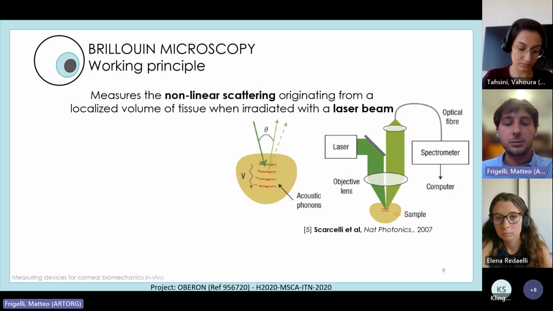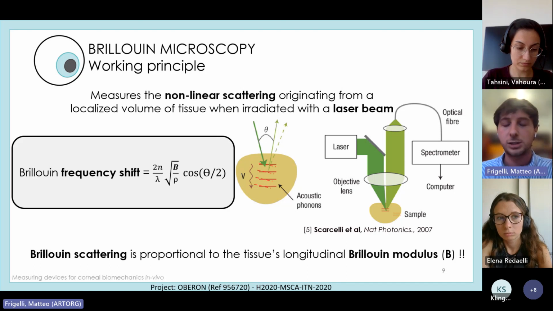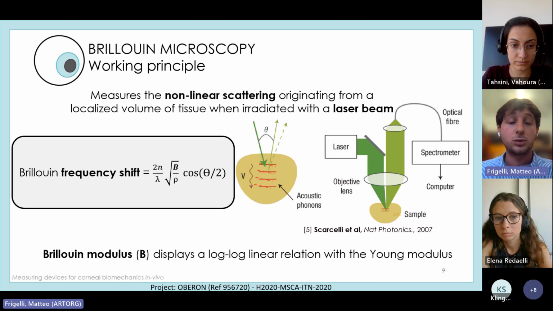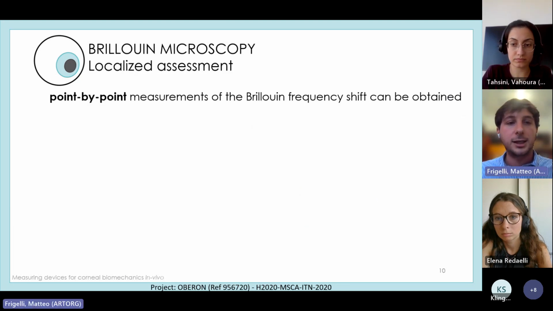Because it's been proven that the Brillouin scattering, so this frequency shift that the laser light underwent, is proportional to the Brillouin modulus of the tissue. And the Brillouin modulus in some materials has been shown to display a log-linear relationship with the Young modulus. So by measuring the scattering of laser light, we can have an indirect measurement of the Young modulus in that portion of the material.